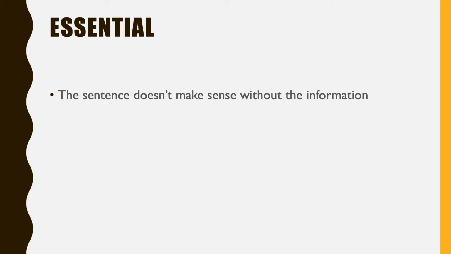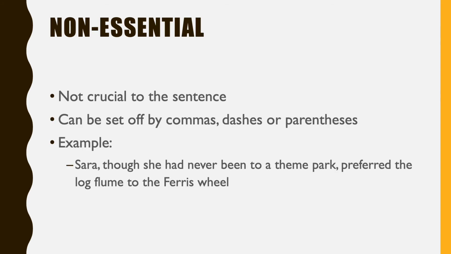So if you have an essential clause, it means that it is critical for the reader to understand its meaning. Versus a non-essential clause, if you took it out, the information would still make sense. The story would still make sense. Often, non-essential clauses are set off by commas, dashes, or parentheses.